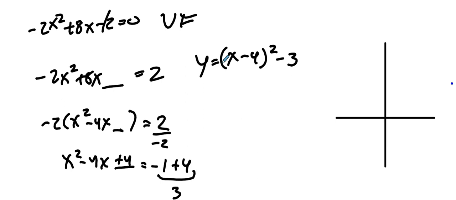So we have a vertex at h comma k. H, well, it's x minus h, and we have a minus 4. Minus 4 is a 4. Minus 3, well, k is positive, so that means our y is negative because we have negative 3. So we're going to have a vertex there in that function right there.